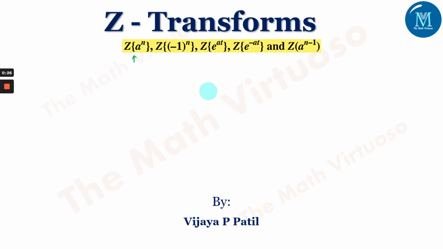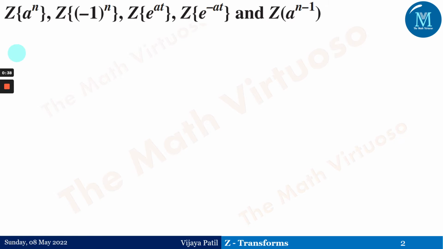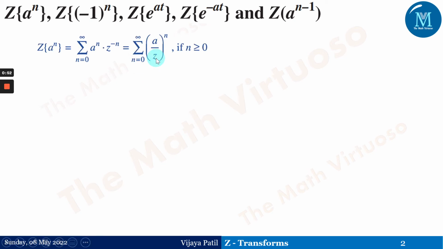Z transform. These are the standard functions for the Z transform, which will be useful for the upcoming sessions. This can also be considered as one of the questions. So Z transform of a to the power n, Z transform of -1 to the power n, e to the power at, e to the power minus at, and a to the power n minus 1. This type of questions we are going to deal with in this particular session.